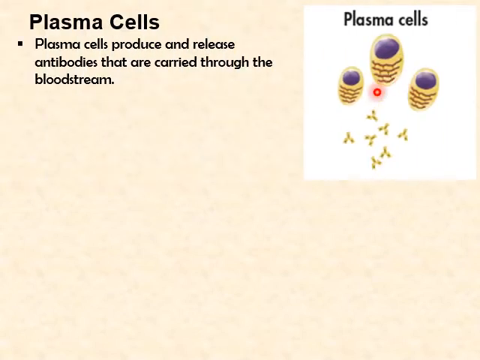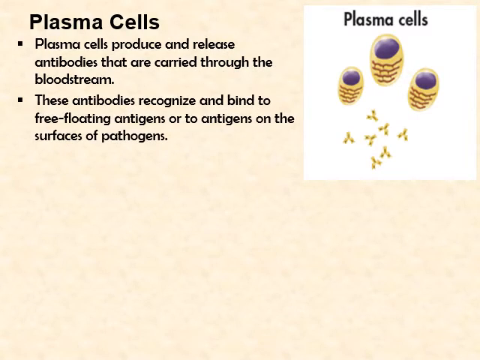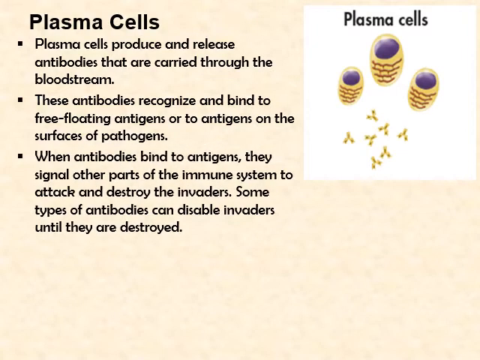The diagram on the right shows a type of plasma B cell. As you know, they produce antibodies. These are Y-shaped antibodies which are produced by these plasma cells. These antibodies recognize and bind to free-floating antigens or to antigens on the surface of pathogens. When antibodies bind to antigens, they signal other parts of the immune system to attack and destroy the invaders.